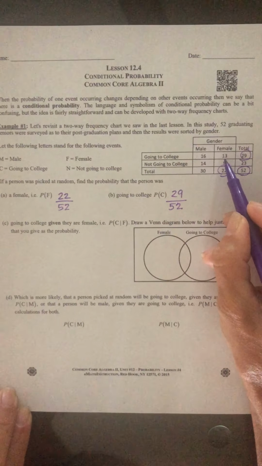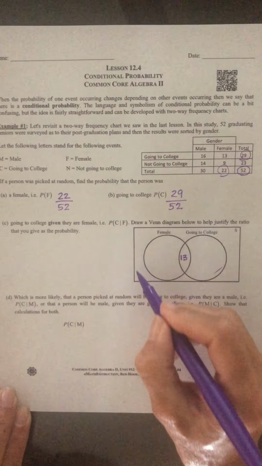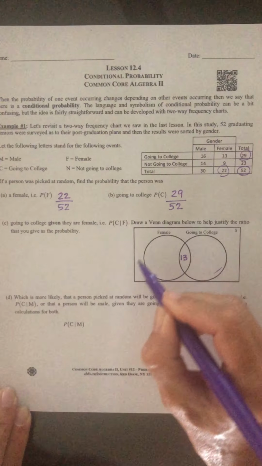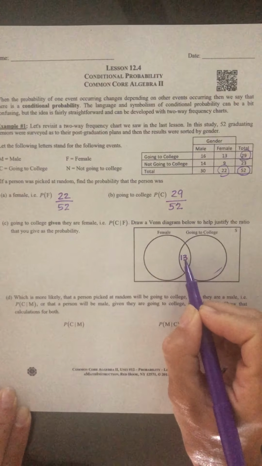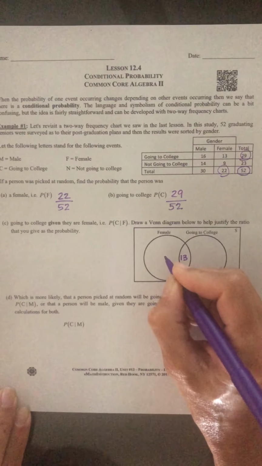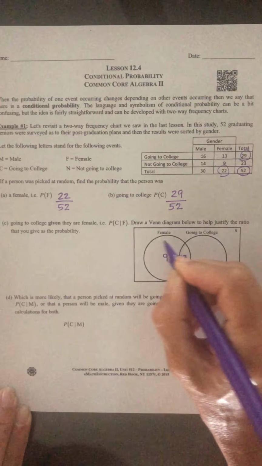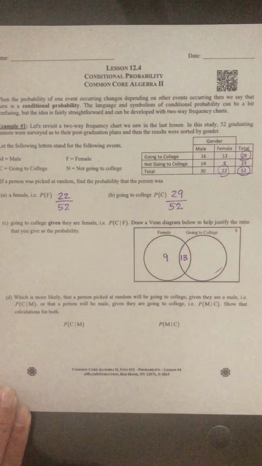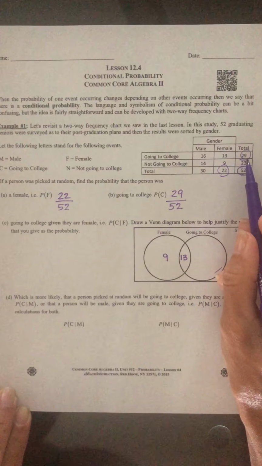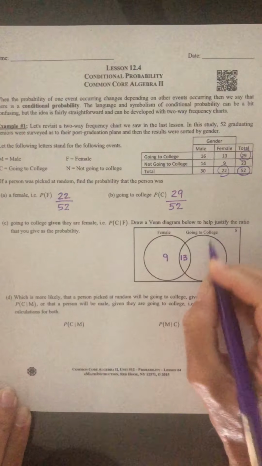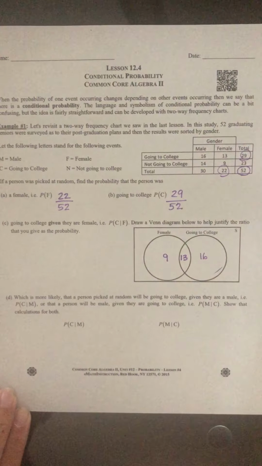That's that number 13 up here, so I'm going to fill in 13. I know that this circle represents the total amount of females. The total amount of females is 22, but 13 of them are already counted here. So 22 minus 13 leaves you with 9. These two numbers should add up to all the females, and they do: 22, 22. Same idea with going to college. Going to college would be 29, of which 13 are already counted here. So 29 minus 13 is 16. That will give us our whole 29.